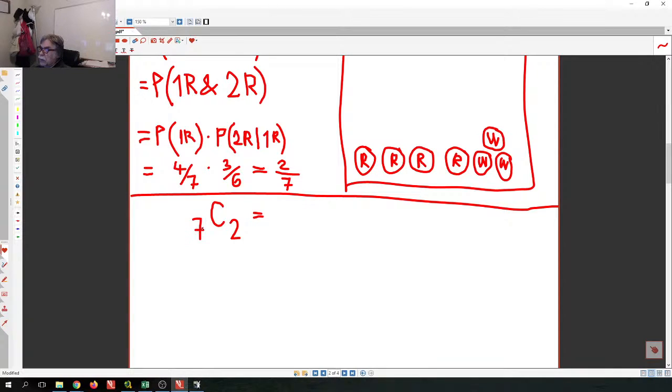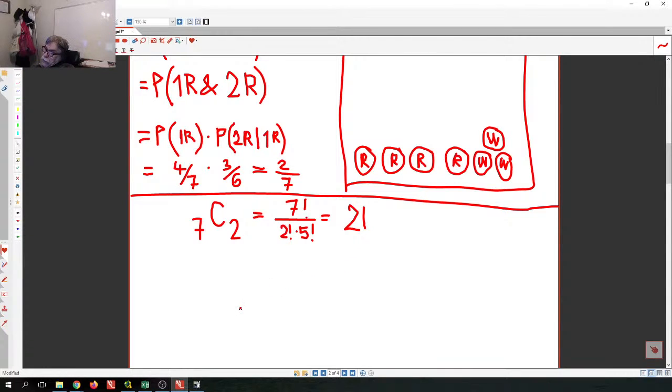So 7 choose 2 combinations is given by the good old formula. I have the factorials, and I have, I don't know, 21. Use your calculator. Don't believe me, but I think it's 21.